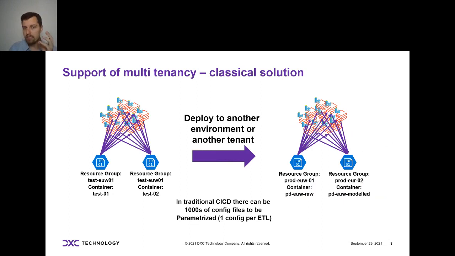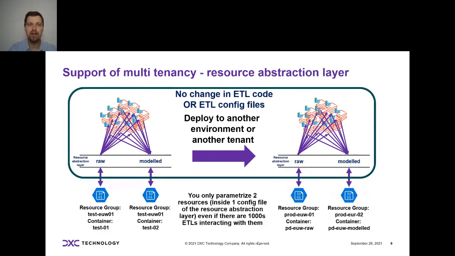Because why? Because think about it. You have to parameterize every single config file. If you have 1,000 ETLs, you have to parameterize 1,000 config files. But actually, you have only two resources that changed. Maybe there's a better way to do it, and that's what is the resource abstraction layer, right?